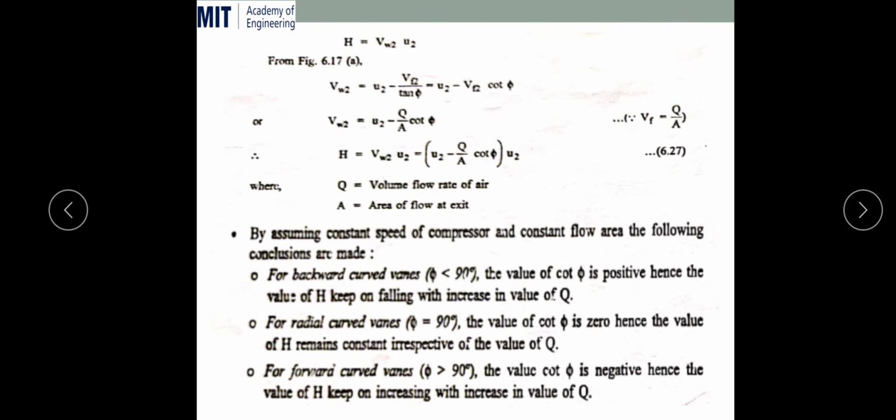From this conclusion we can say that this H is basically y equals mx plus c. If you take this equation, U2 squared minus U2 Q by A cot phi, and keep all other parameters constant, you will get the equation of variation of H with respect to Q, that is y equals mx plus c in terms of a straight line. And one constant c is there, that's why I have to take that H from above the 0 axis. So we can see that curve also.